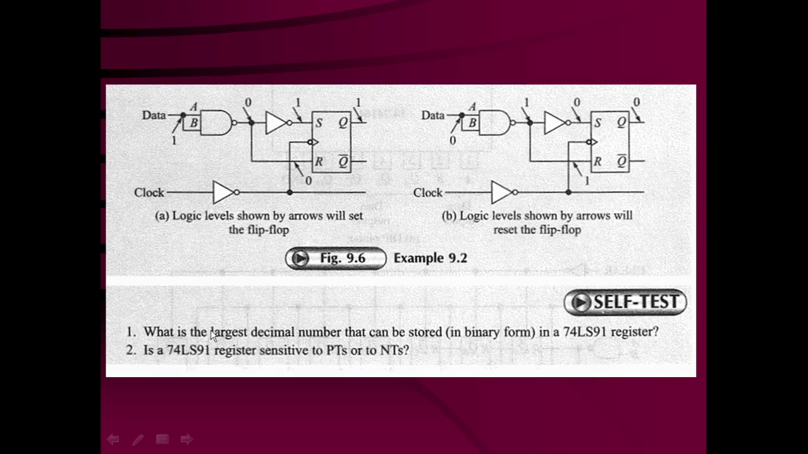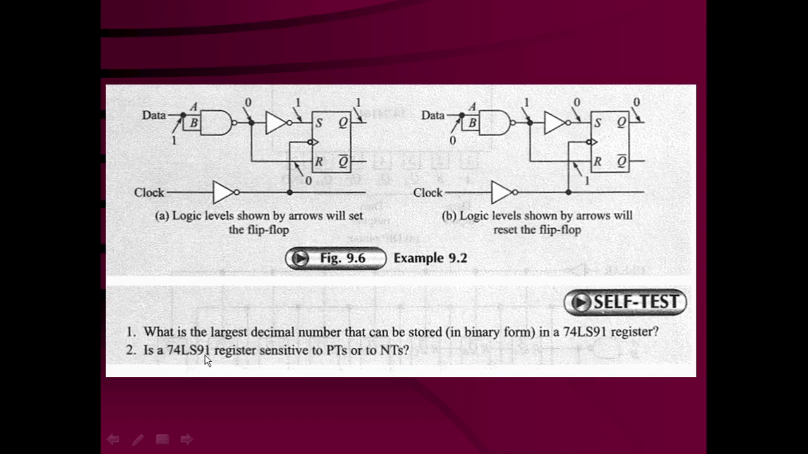Now there are some questions. What is the largest decimal number that can be stored in binary form in a 74LS91 register? This is an 8-bit shift register. So an 8-bit shift register can store from all zeros to 8 ones, where all the outputs are high, 1. That means all 8 are 1, which corresponds to 255. So the decimal number 255 can be stored, and that is nothing but 1111 1111.